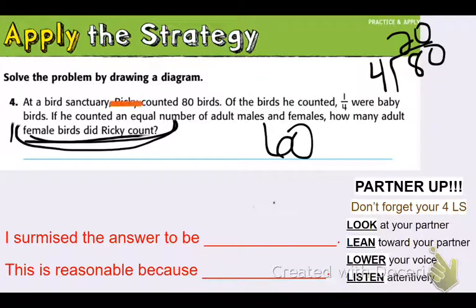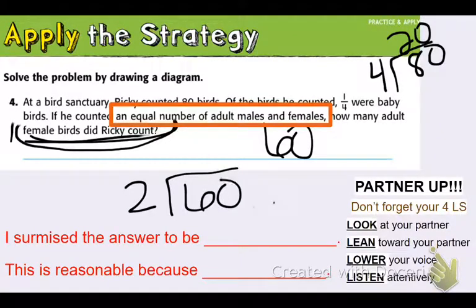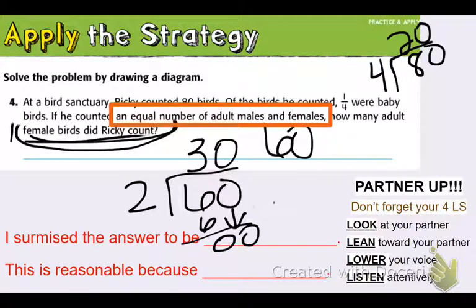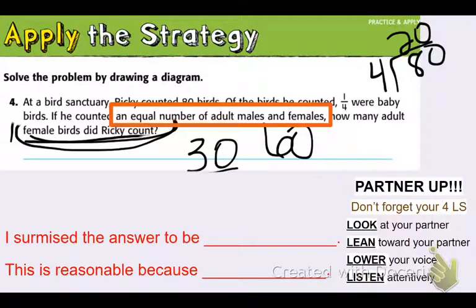Well, I also notice it says an equal number of adult male and females. So I should be able to divide 60 in half so it's equal. 2 divides into 6 3 times. 2 divides into 0 0 times. So I believe, or I surmise, the answer to be 30 birds were female.